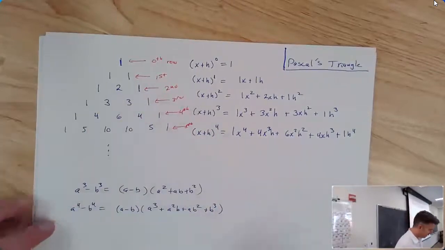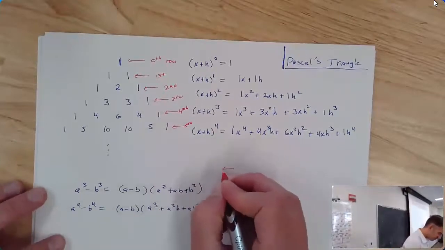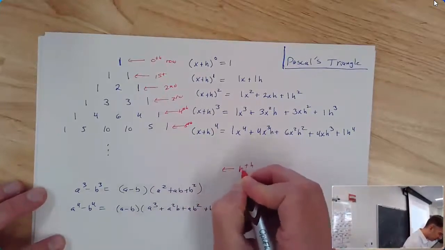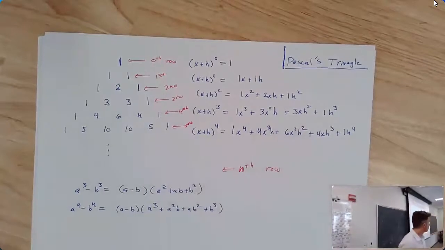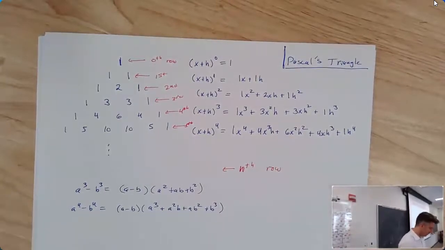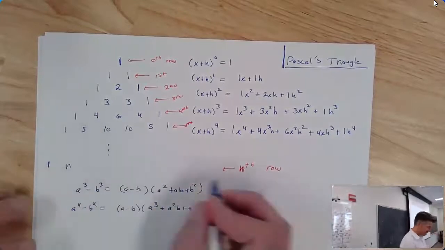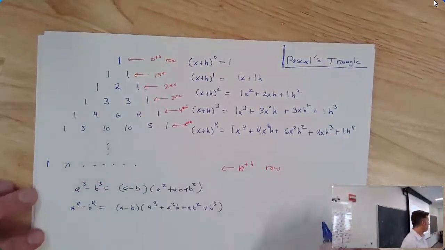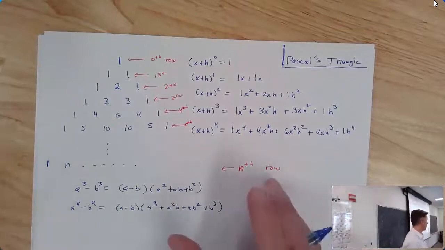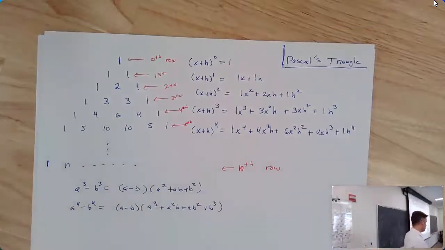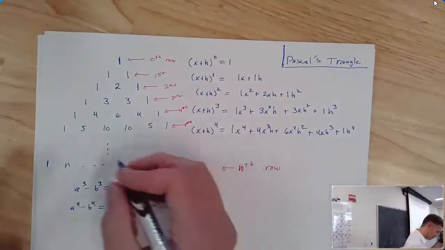So if I went all the way down to, say, the nth row, well, I know I'd have a 1, and then my next number would be n, and then I have a bunch of other stuff I don't know. There is a very cool formula for how to find those other numbers called the choose function. It's more important in statistics and probability than it is in this class. But if you ever want to talk about it outside of here, totally happy to.